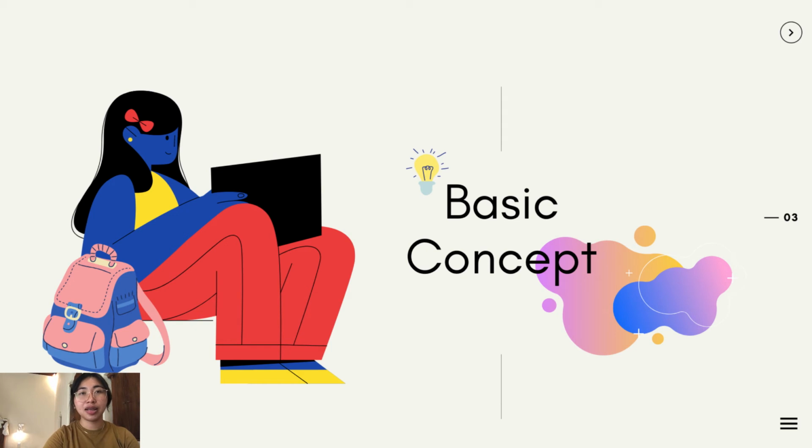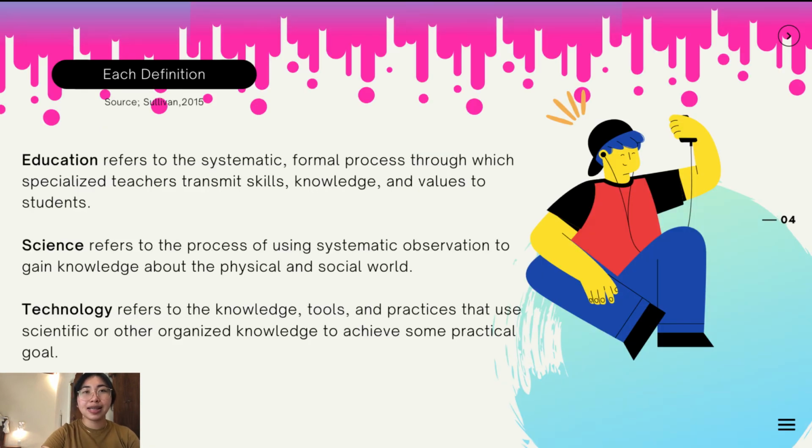Education, science, and technology are built from single meanings that are bound together and result in a meaningful phrase. Here is each of their definitions. First, education itself refers to the systematic activities with a formal process through which specialized teachers transmit skills, knowledge, and values to the students.